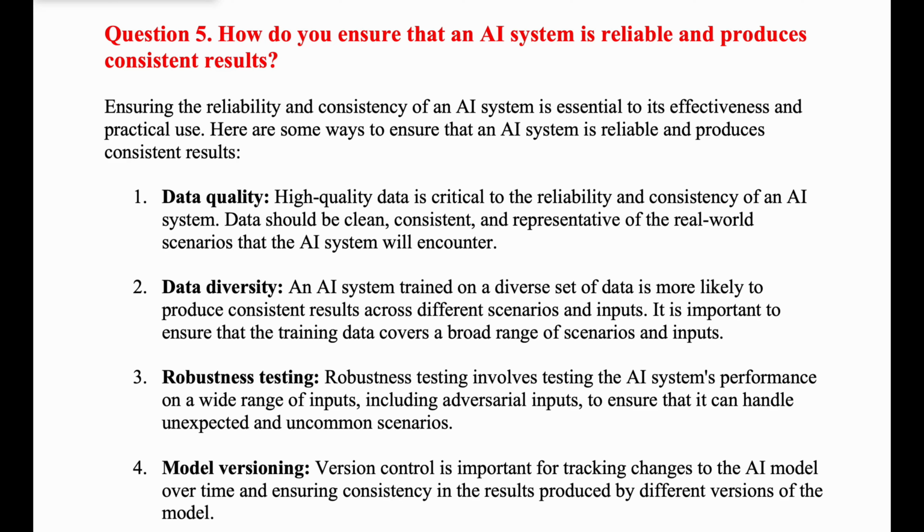Question 5. How do you ensure that an AI system is reliable and produces consistent results? Friends, ensuring the reliability and consistency of an AI system is essential to its effectiveness and practical use. Here are some ways to ensure that an AI system is reliable and produces consistent results.